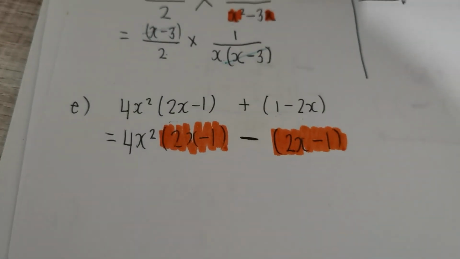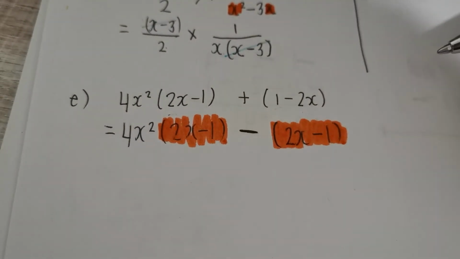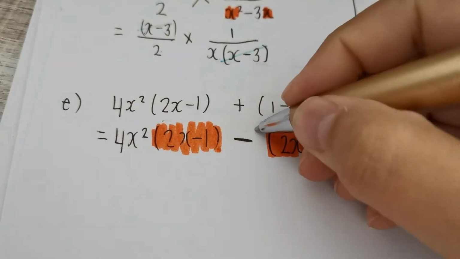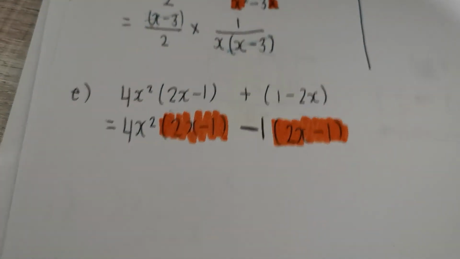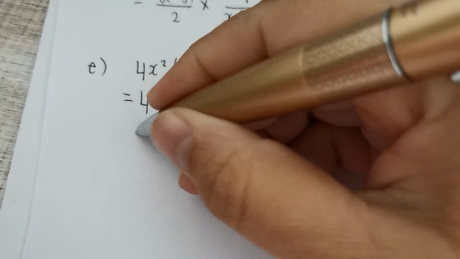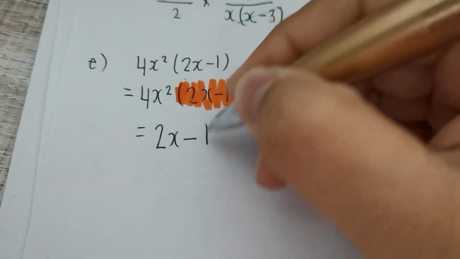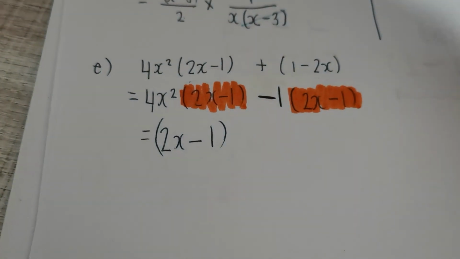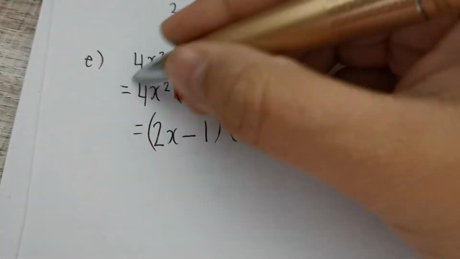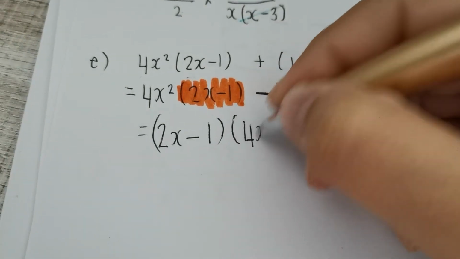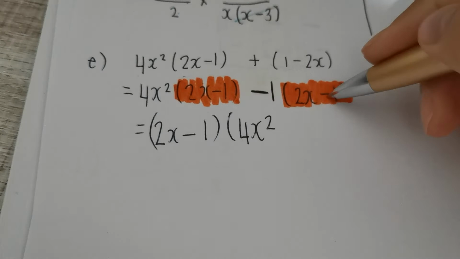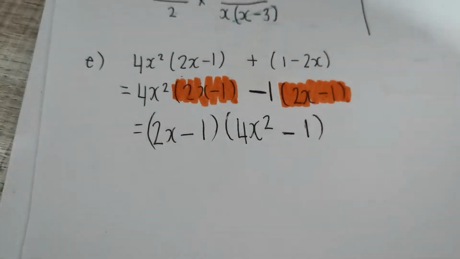In front of a bracket, if there's no alphabet or no number, what number actually is there? Invisible 1. Okay. If I take out this bracket, remember when we take out a bracket as a common factor, the whole thing goes in a bracket again. I'm left behind here with the 4x squared. And here, if I take it out, I'm left behind with the minus 1.